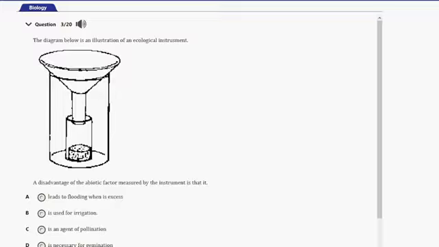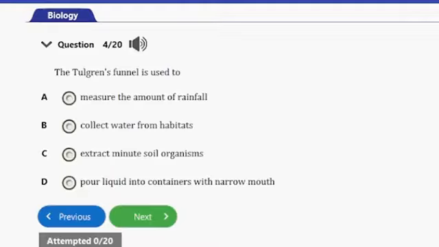It's actually used to measure rainfall, and one of the disadvantages of rainfall as an abiotic factor is that it leads to flooding when it's in excess. So option A is the answer to this question. Let's go ahead and consider the next question.